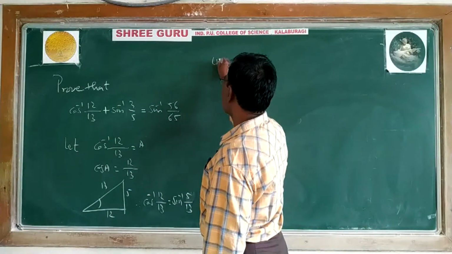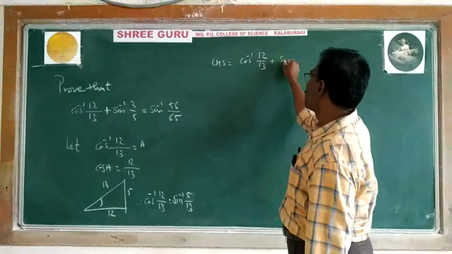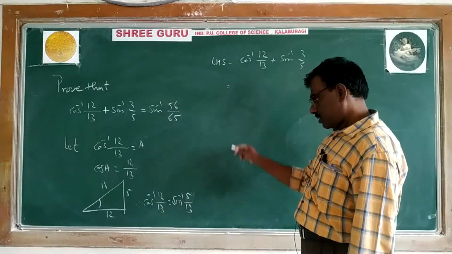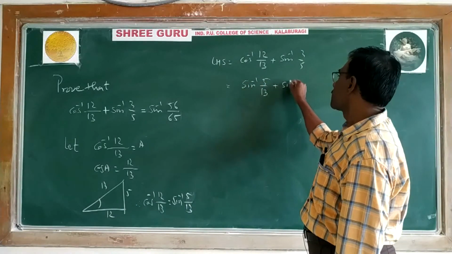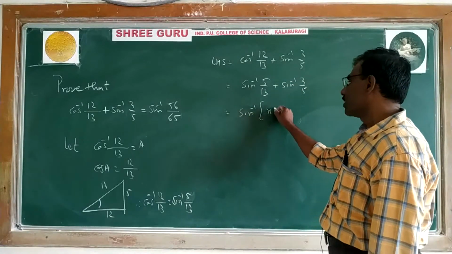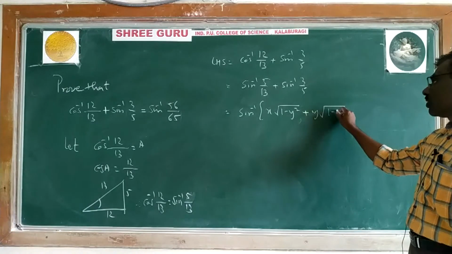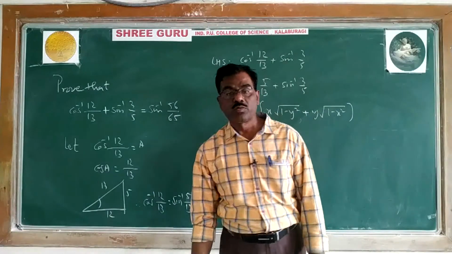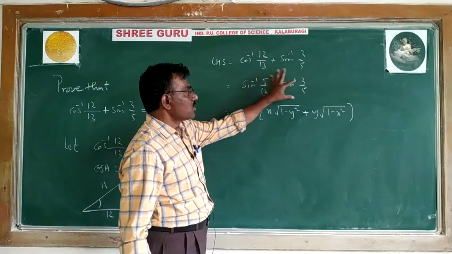Now better we start LHS. Cos inverse of 12 by 13 plus sin inverse of 3 by 5. What is the cos inverse of 12 by 13? Sin inverse of 5 by 13 plus sin inverse of 3 by 5. What is the formula? Sin inverse of x into root of 1 minus y square plus y into root of 1 minus x square. This is the formula only. Sin inverse of x plus sin inverse of y formula. This is x, this is y.